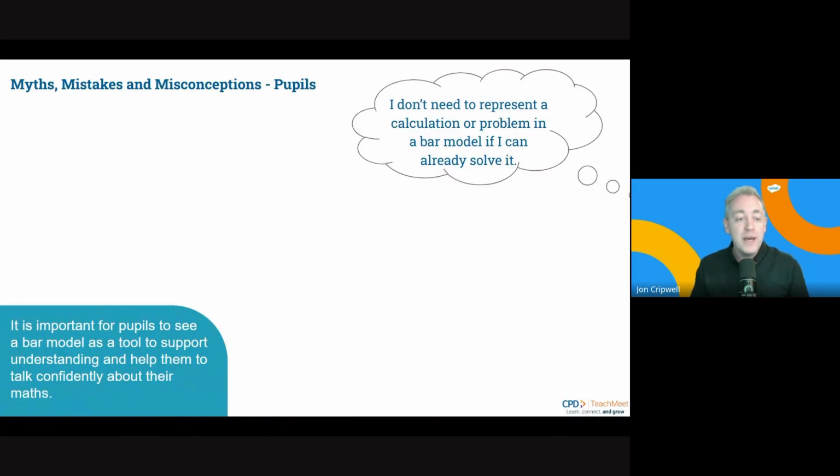So, common myths, mistakes, and misconceptions for pupils. These are things that pupils might be thinking about bar modeling, and things that you might hear them say when you're working with them. And definitely this first one is a fairly common one.